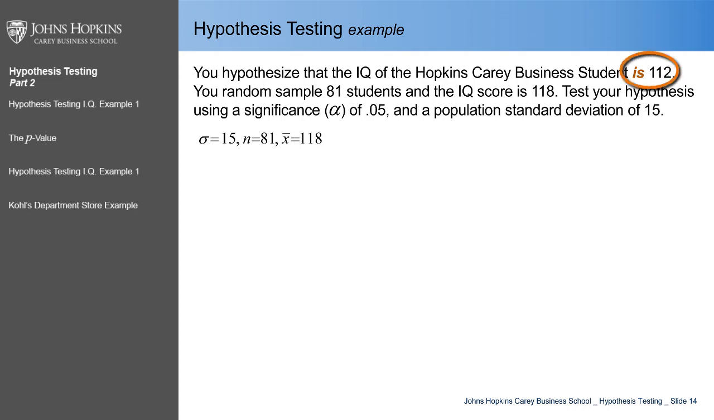So we have no words that indicate an inequality. So therefore it's equal. Null hypothesis, mu equal to 112. Then the alternative is mu not equal to 112.